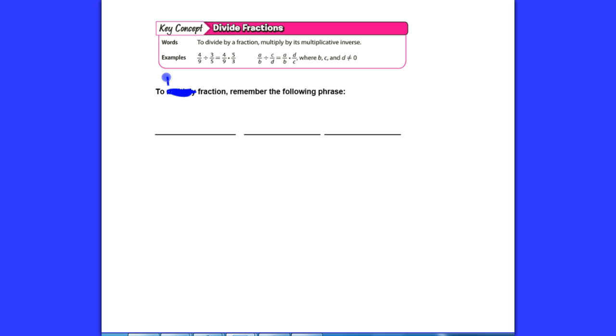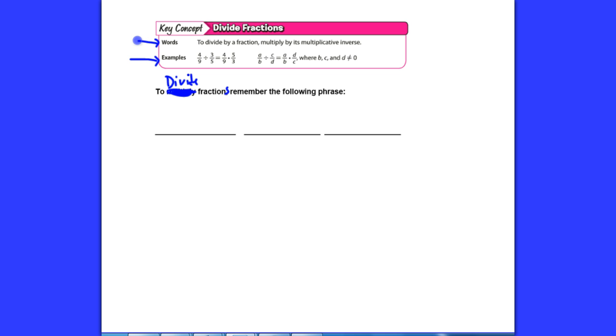Write the word to divide. It should be fractions. I just saw that after I printed everything. All right, you'll have to change that on your paper. It says to divide fractions, remember the following phrase. All right, I'll give you that phrase in a moment, but I want you to notice right here what they did. Take a look at the example, okay?